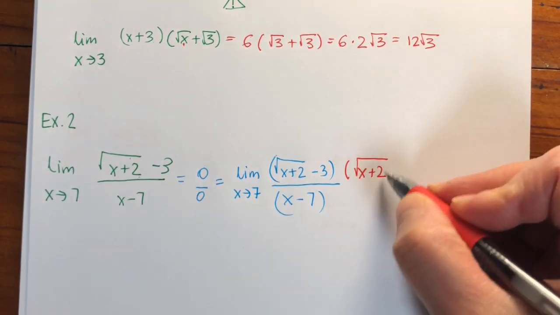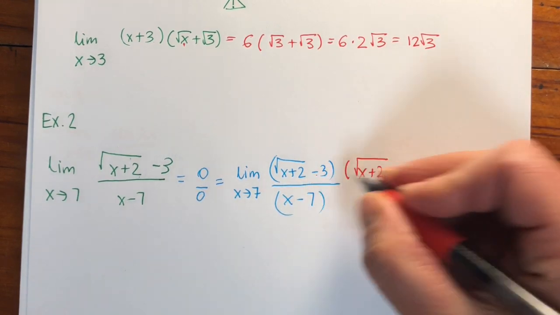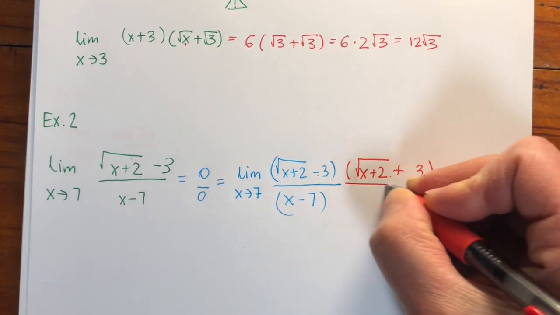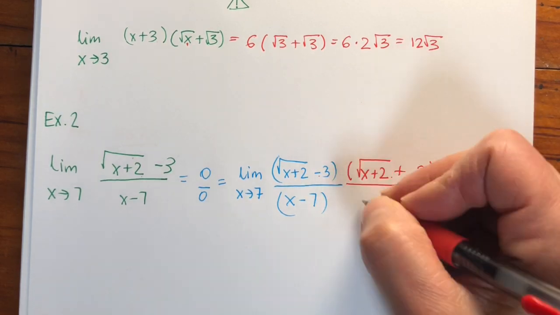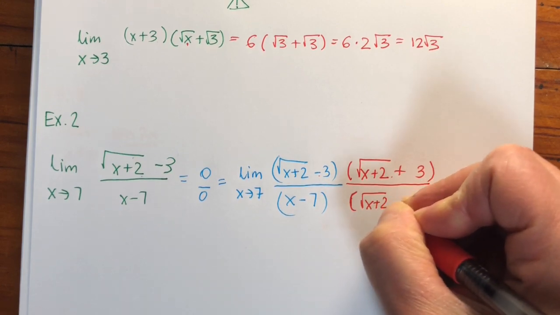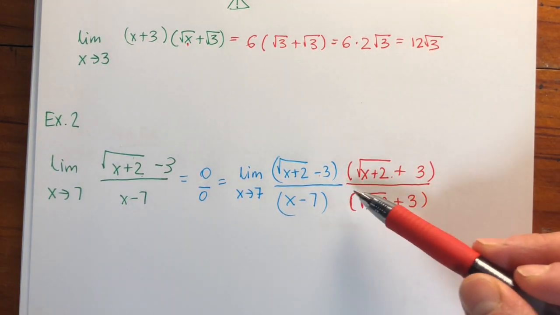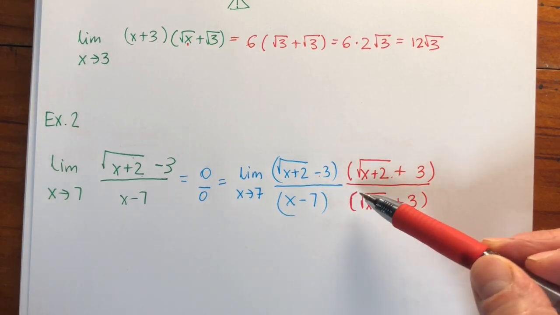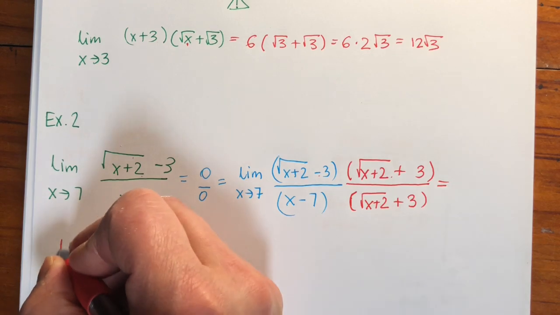So for the conjugate, the first term is the same, the second term is the same, but the sign is opposite. And whatever I put on the top, whatever my conjugate is, I need to have it on the bottom as well. The reason for it is, again, because we are actually multiplying the given expression by 1, so we are not changing the value of it.